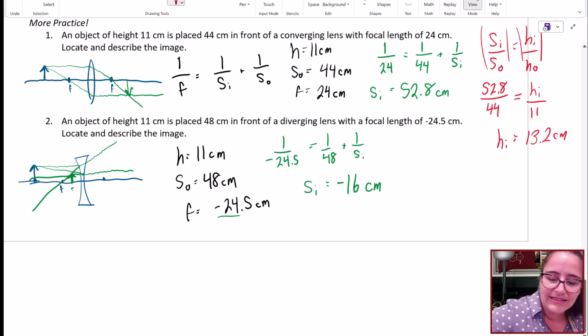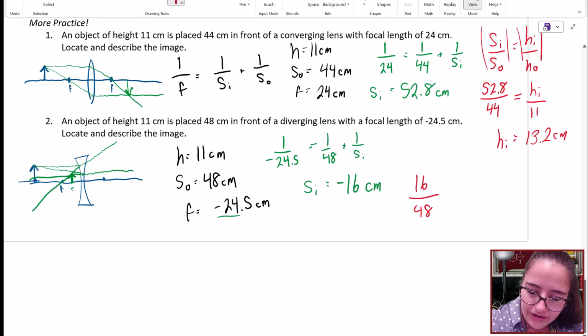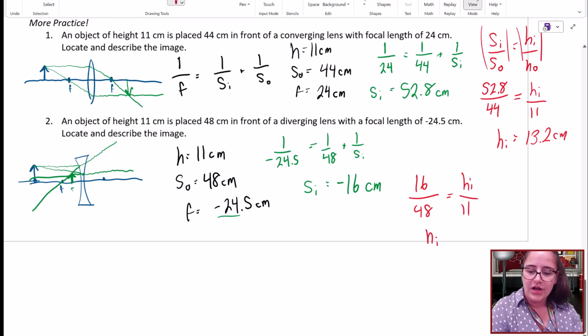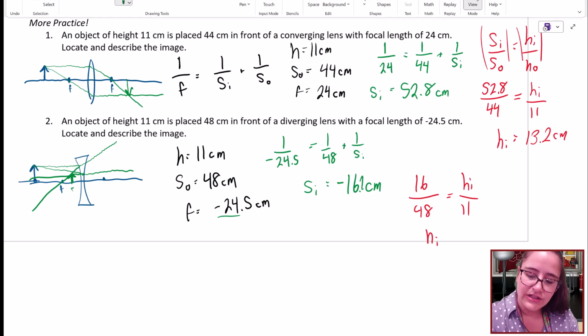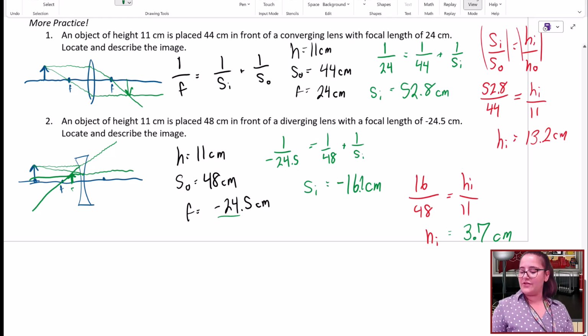Let's go ahead and solve for its height. Remember, they're absolute values, so we just have 16 over 48 equals the height of the image, which is what we are looking for, over 11. So we have 16, technically this was 16.2, times 11 divided by 48 to get an image height of 3.7 centimeters, a reduced image, which is also what we expected. And that's it for lenses. Okay, cool.